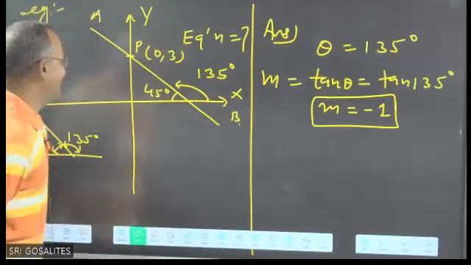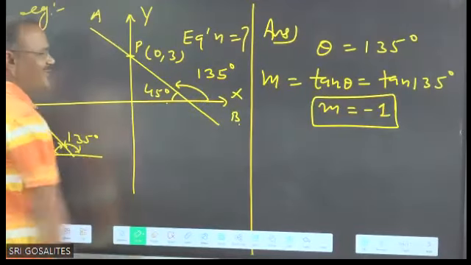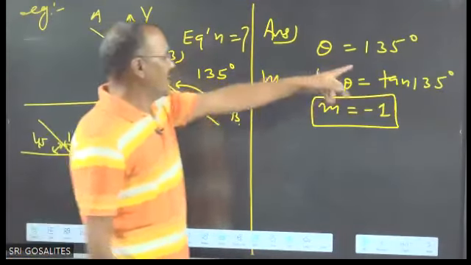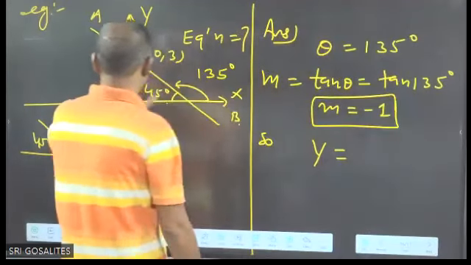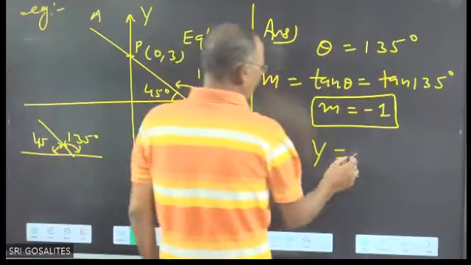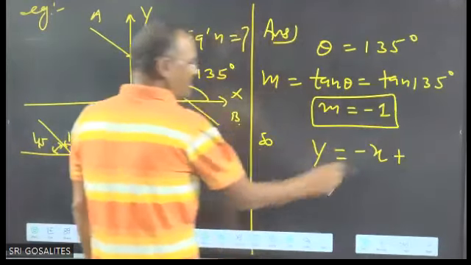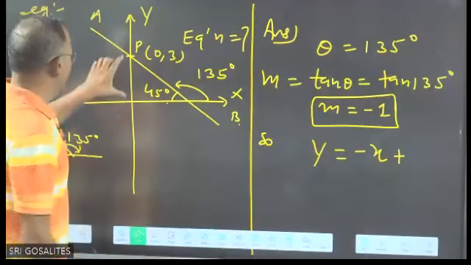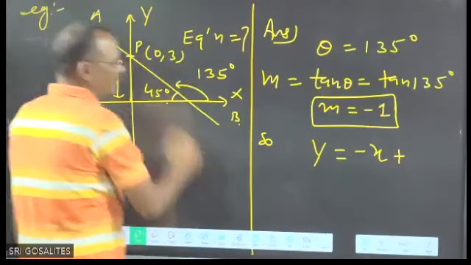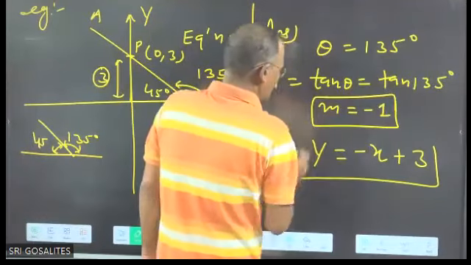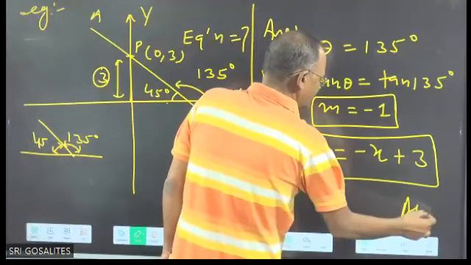So now what happens? It's 45, it's 135. So slope is what? -1. So what's the equation? y equals mx plus c. Slope is negative, so m is -1: minus mx plus c. Intersection, how much is it? 3. So this is the equation of the line.